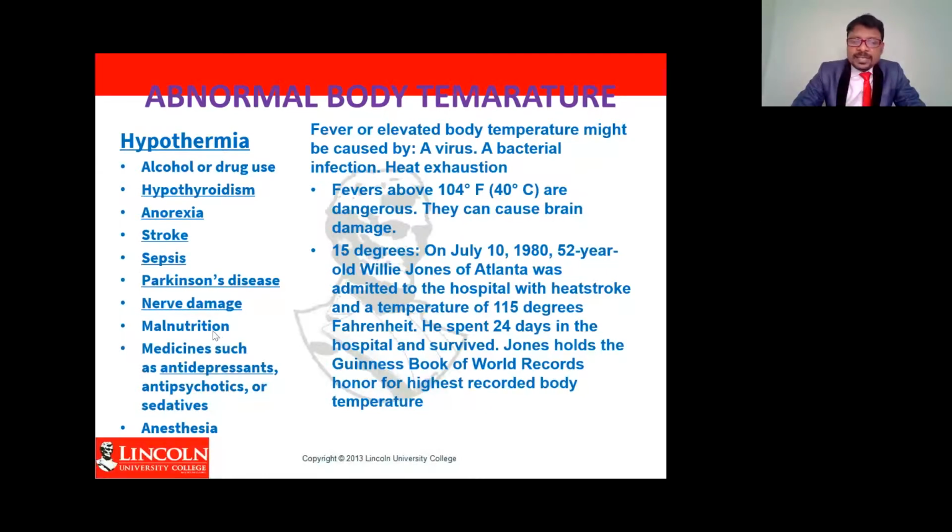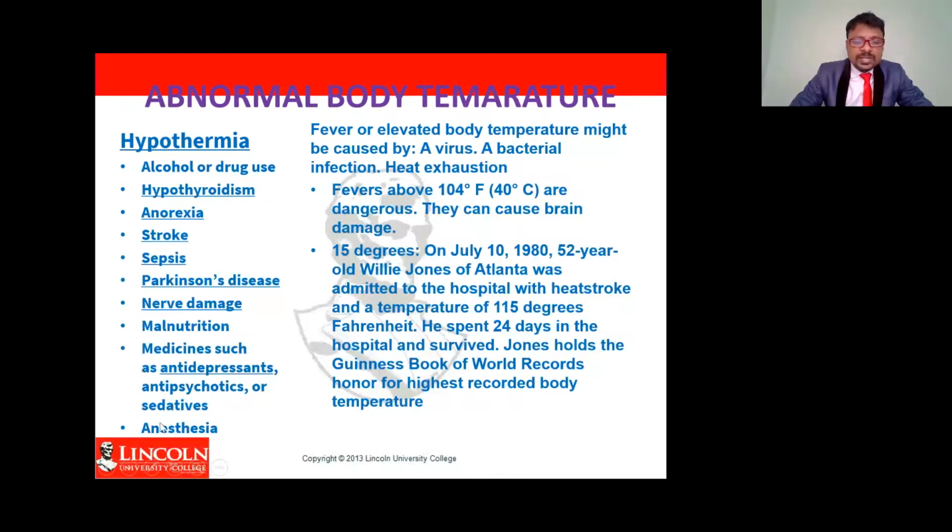And also some medications, especially some antidepressants, antipsychotics and sedatives. If anybody has, for example, stress or anxiety, doctors prescribe some anxiety or depression medications. These medications depress the central nervous system, so in those conditions our body temperature regulation is altered, and they may get a cool temperature.